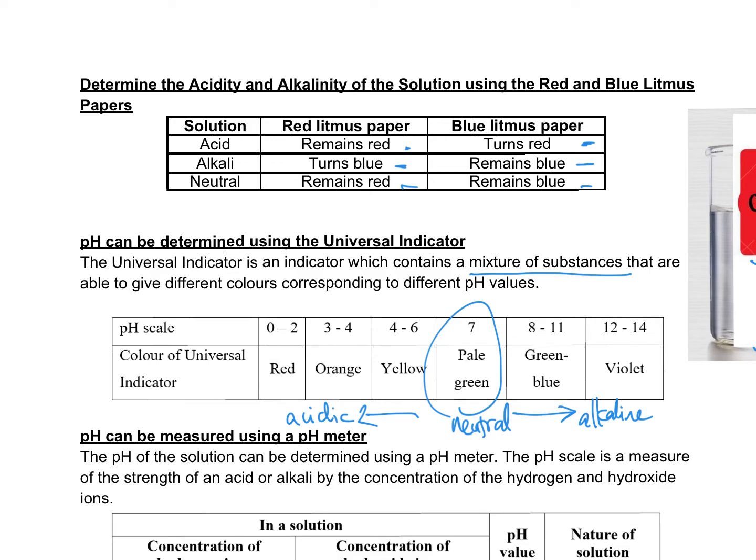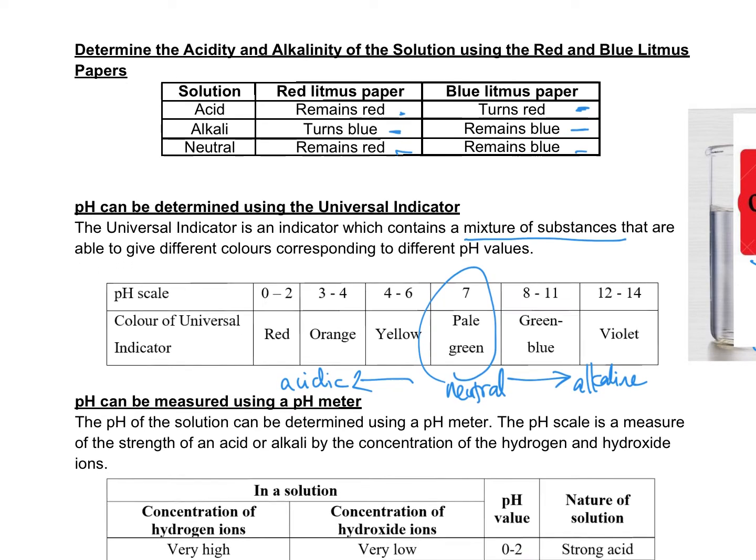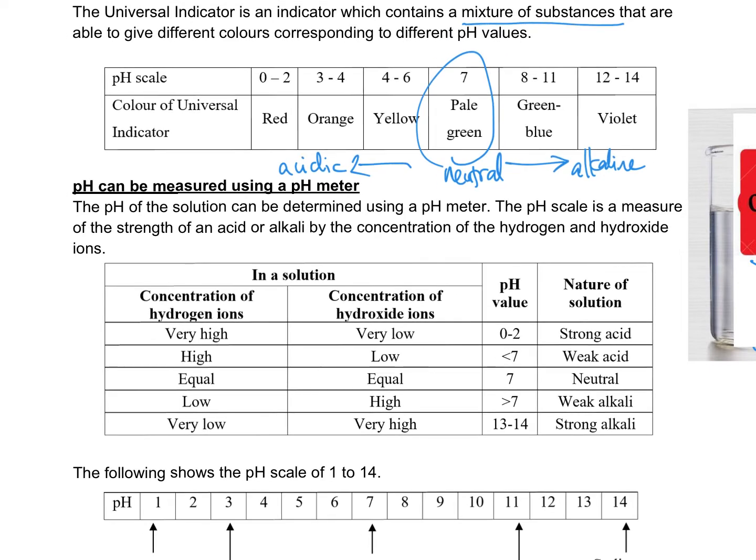Now, other than using universal indicator to observe the color, we can also use a pH meter to measure. A pH meter will be able to tell us the pH value. Of course, from the pH value, we can calculate the concentration of hydrogen ions and hydroxide ions, but we are not going to do that calculation, don't worry. So if it's a strong acid, usually pH 0 to 2, it will have a very high concentration of hydrogen ions and very low concentration of hydroxide ions.